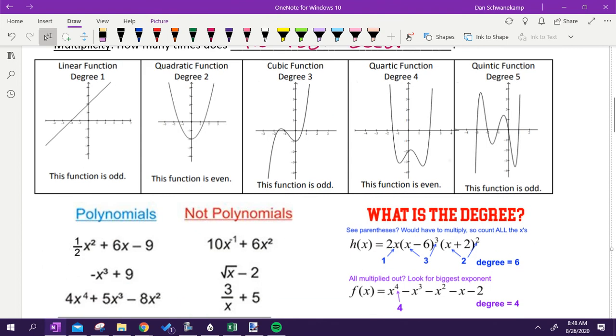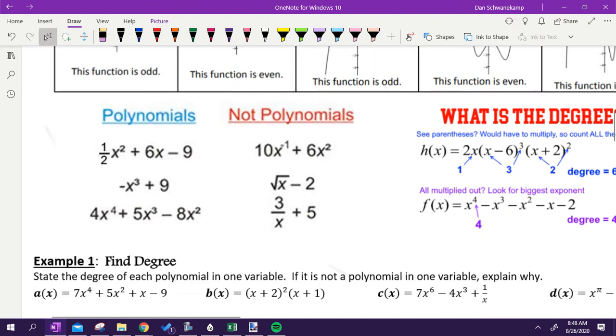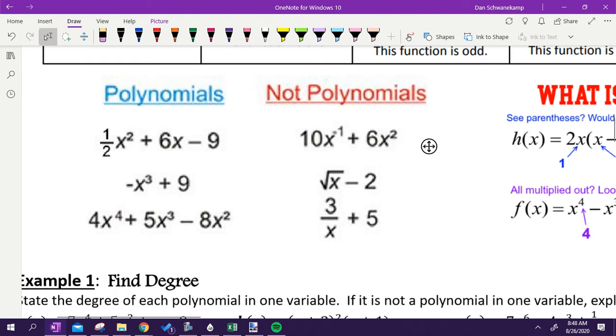All right, let's go. So you can see some different degrees of polynomials and see what's going on there. Let's go to this part. Polynomials. These 3 are polynomials because your exponents are positive integer exponents. The exponent is 2. The exponent is 1. The exponent is 0. If it's just a constant, we're good. 3 and 0. 4, 3, and 2. We're all good. Those are positive integer exponents.